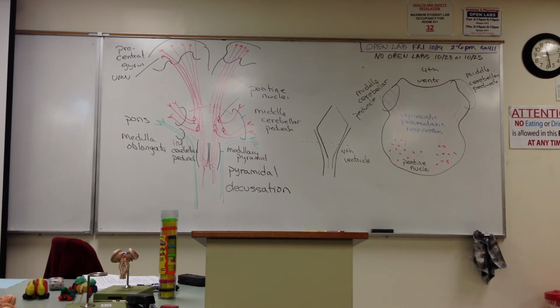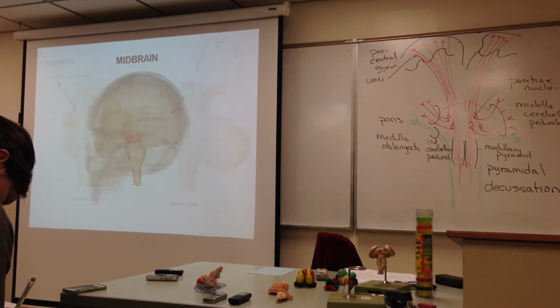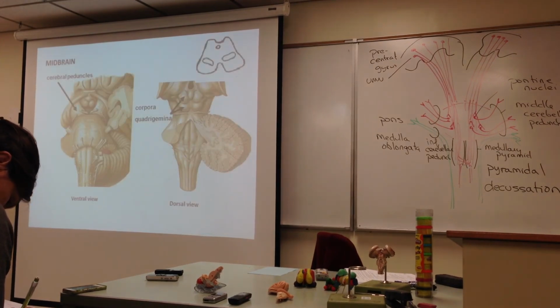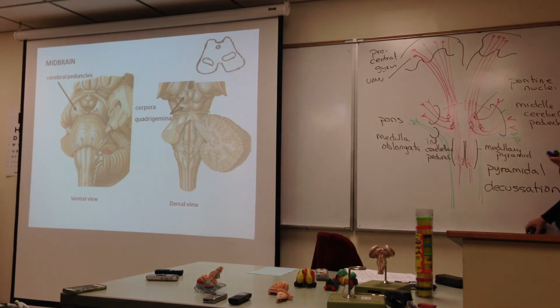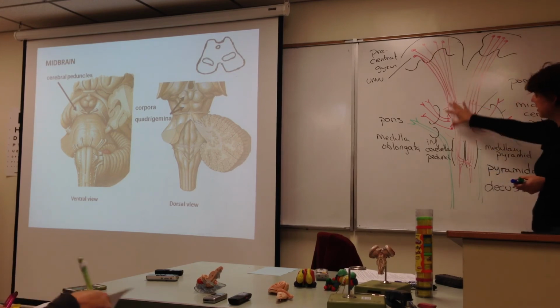Okay, now we're ready for the midbrain. The midbrain is right inferior to the diencephalon. It has some more interesting external structures. So we're kind of working backwards for our motor structures. So here's the upper motor neurons coming down into the pons.